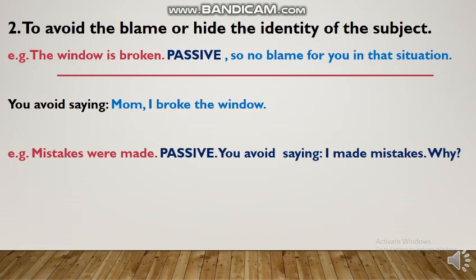The other reason is what? To avoid the blame or hide the identity of the subject. So, the window is broken. It's written in the passive voice, so no blame for you in that situation. You avoid saying, Mom, I broke the window. Why? If you say so, Mom would punish you. Now, in this situation, the passive voice helps protect you from any blame or responsibility.